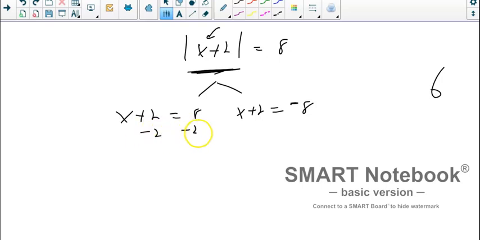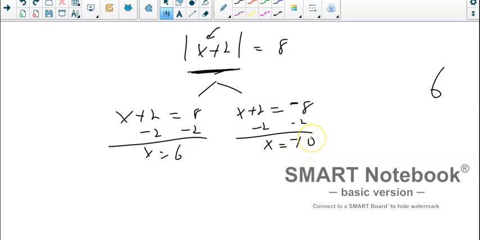So when I subtract 2 here, I get 6. When I subtract 2 here, I get negative 10. But if I put negative 10 in here, what do I get? Negative 8, and the absolute value of 8 is 8. So those are my two answers for the absolute value problem.